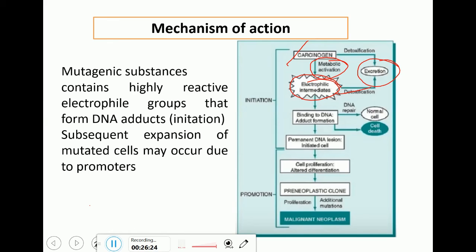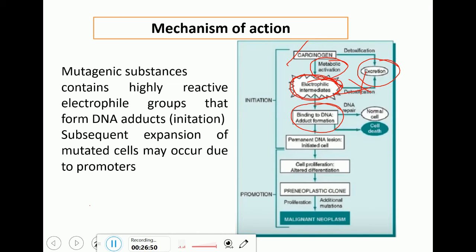Now if this detoxification process is absent or mutated, what will happen? These electrophilic intermediates will bind to the DNA and form adducts, or in layman's terms, they will mutate the DNA. Once the DNA is mutated, the human body also has a process which can repair the DNA.